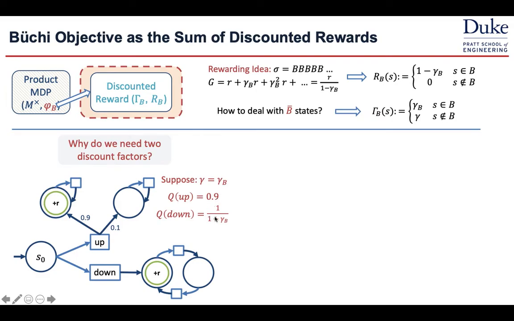0.9, and if gamma is something close to 1, this is something close to 0.5, which means the optimal policy actually favors up over down, which is something we don't want, because down surely satisfies the objective, on the other hand, up does not. The problem stems from the fact that we don't care about the frequency of visiting a B state, as long as it's visited infinitely many times.